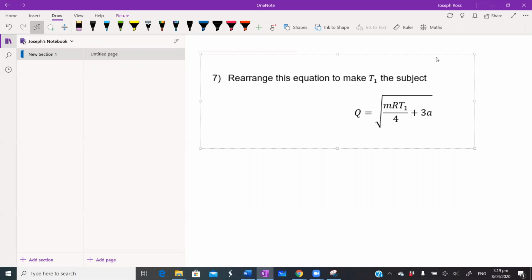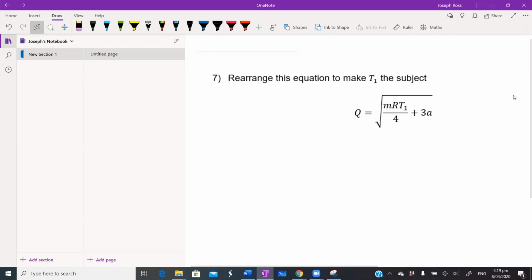Okay, hello everyone. Question 7. Rearrange this equation to make T1 the subject. So our equation is Q equals the square root of MRT1 over 4 plus 3A. And this is a 3-mark question.